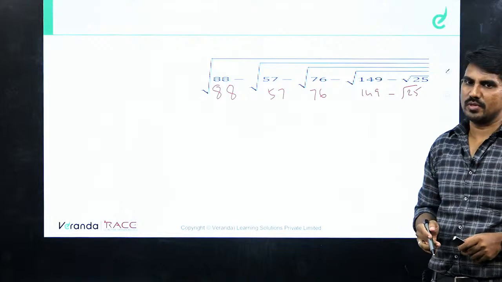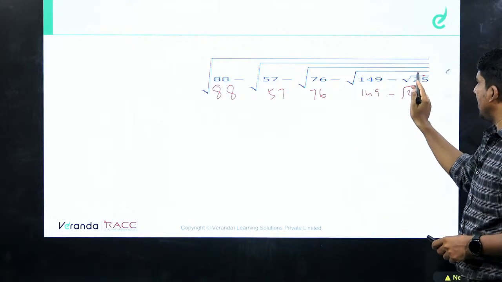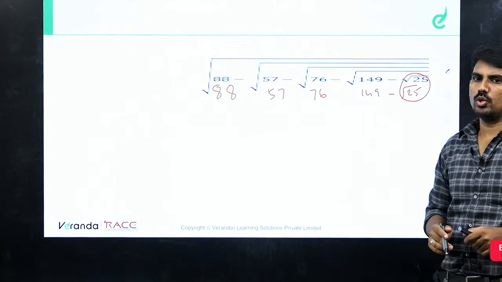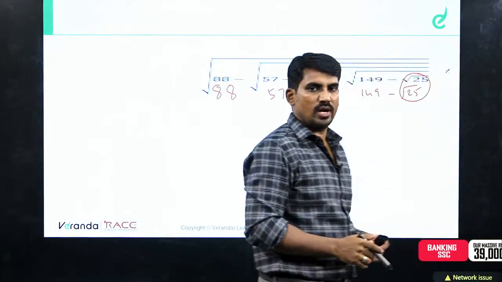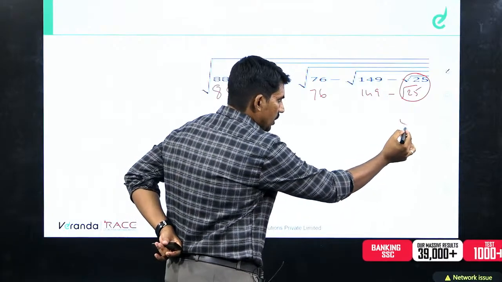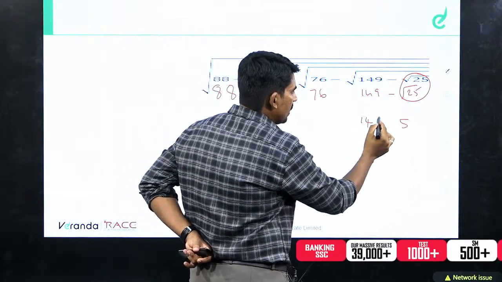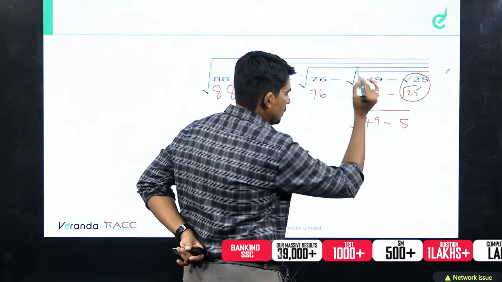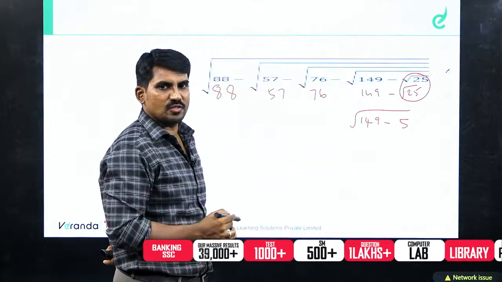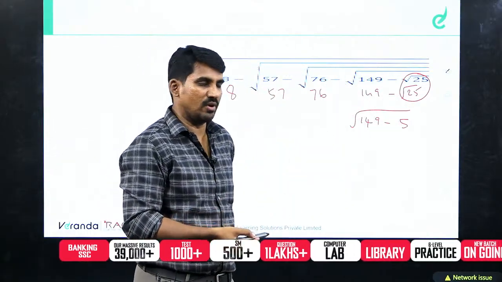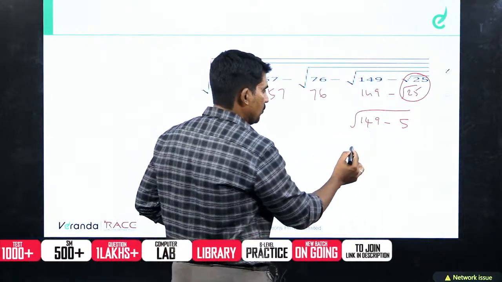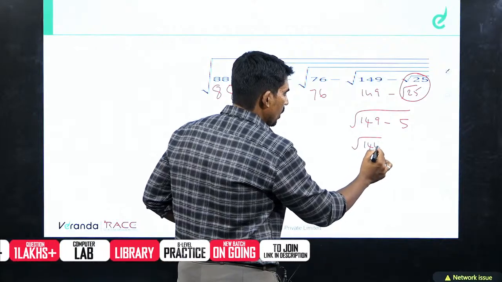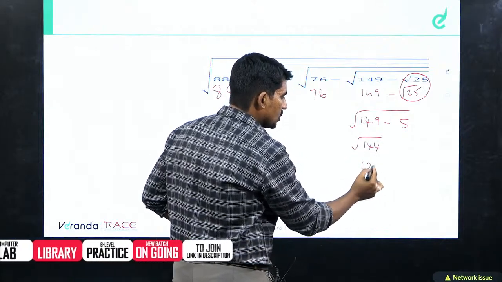How we can solve this question is, first find the answer for root of 25. Therefore, in this direction we have to work out. Root of 25, what is the value? 5. Therefore, 149 minus 5, what is the value? 144. Solve this 149 minus 5, we will get 144. Root 144, shall we consider as 12?